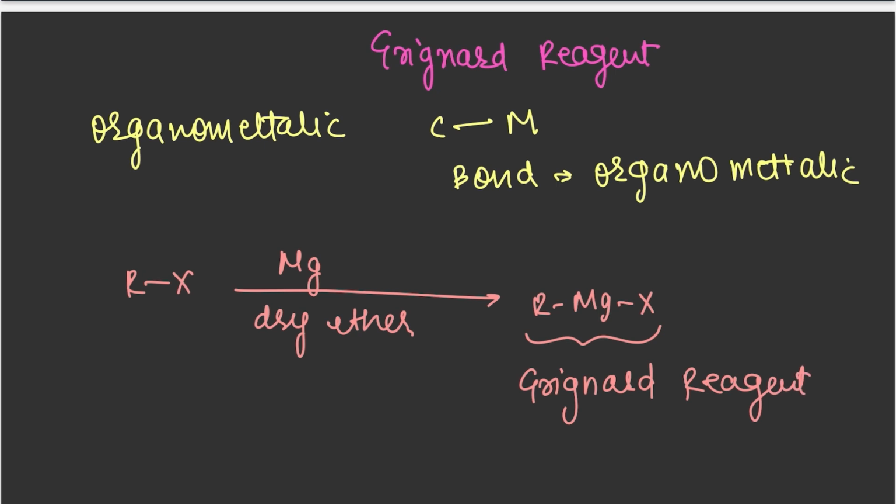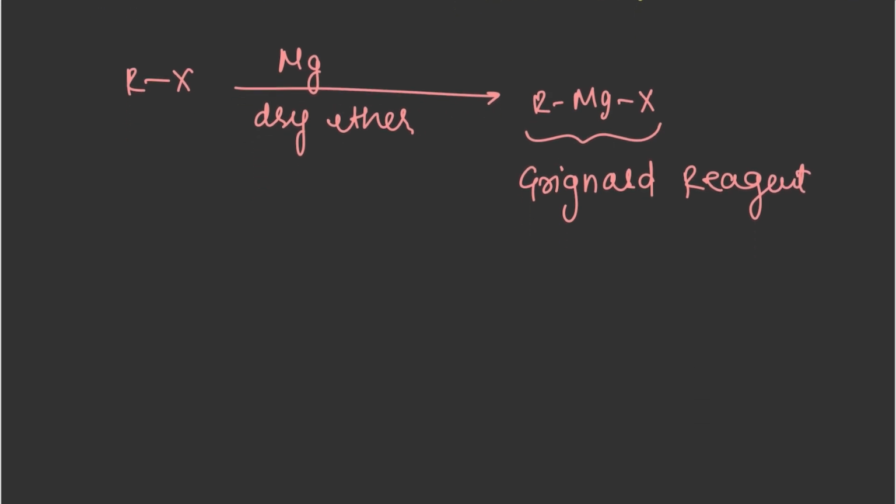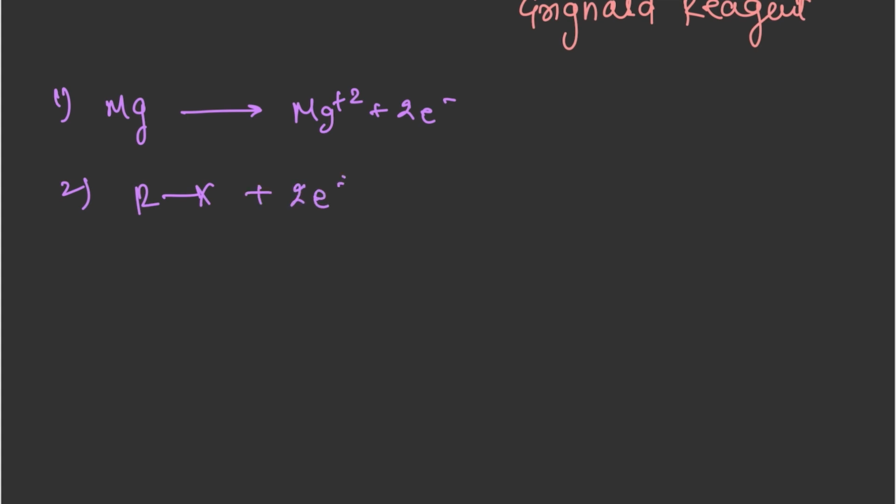Now let's look at the mechanism behind it. First of all, we have magnesium. Magnesium gives 2 electrons, Mg plus 2 electrons. Second, we have an alkyl halide which accepts 2 electrons and which attacks on the back of the alkyl group. Then it forms R free radical plus X negative. Then R free radical also absorbs 1 electron, then forms R minus.